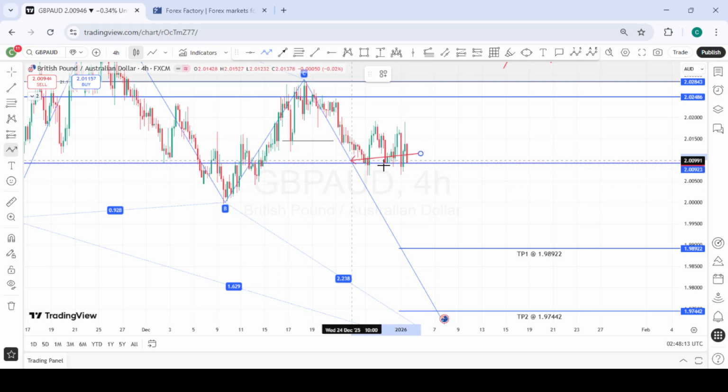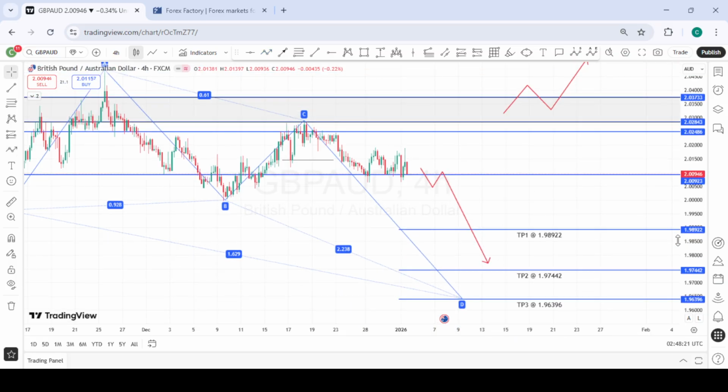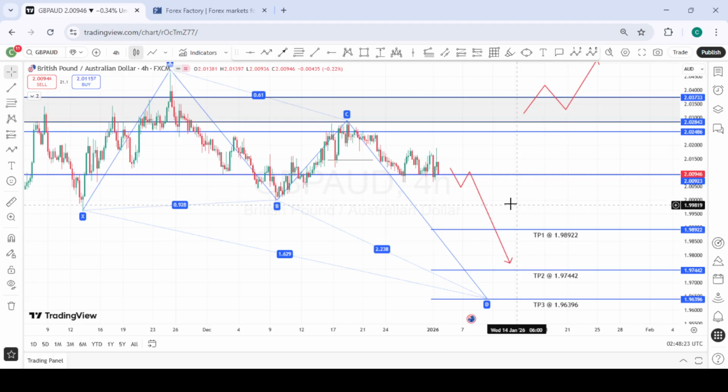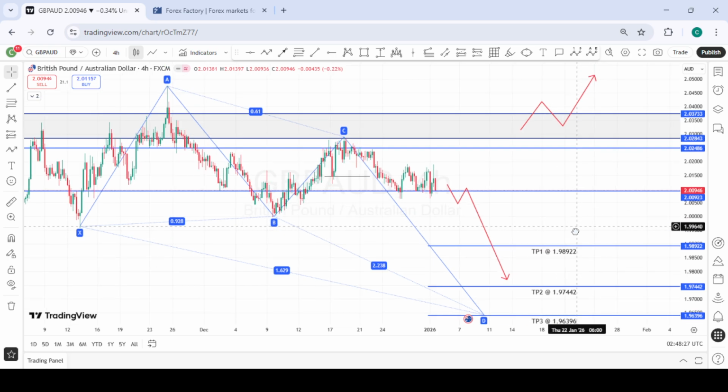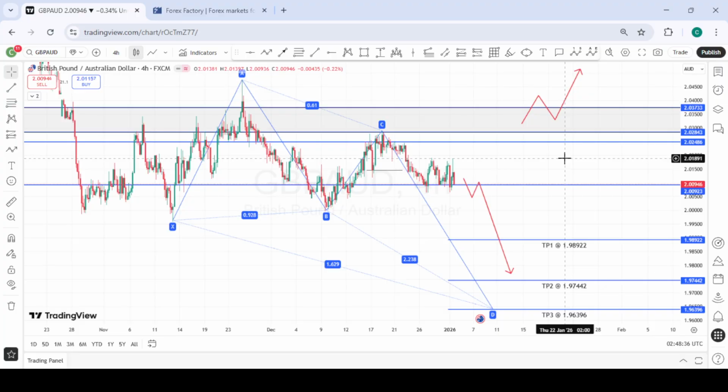Should we get a daily candle break below this daily structure, we'll wait for a possible pullback into the zone once again and look for selling opportunities to the downside. So these are various targets we have for GBPAUD. Should we get the bearish momentum for that, we are only going to consider it bullish if we get a daily candle break above this zone and look for buying opportunities to the upside. Until then, we are very bearish on GBPAUD for the coming week.